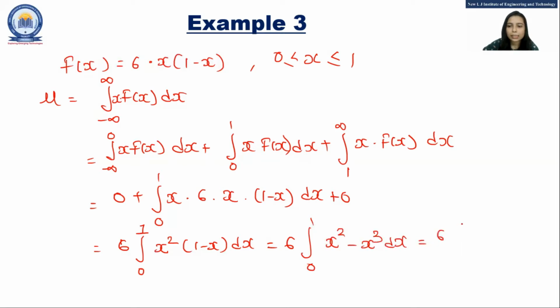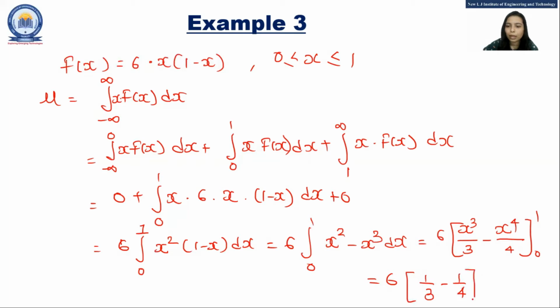That is equal to 6 into x cubed divided by 3 minus x raised to 4 divided by 4. Lower limit is 0, upper limit is 1. 6 into 1 by 3 minus 1 by 4, and that is equal to 6 divided by 12. The answer is 1 by 2 for the mean.